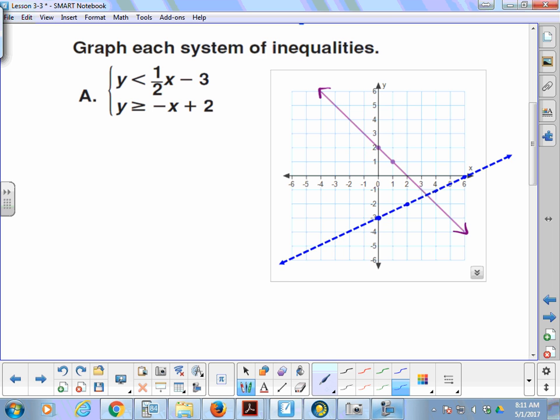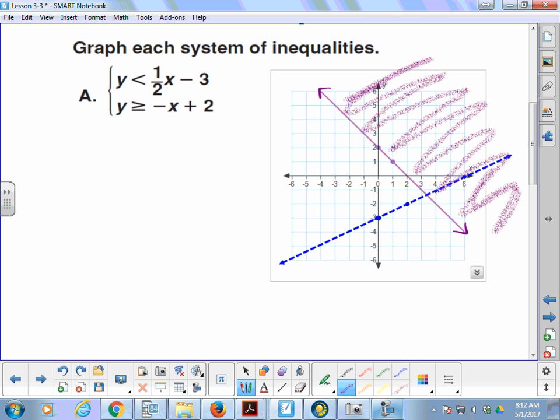To do the shading, I'll use crayons too. So we've got the purple line here, y is greater than or equal to negative x plus 2. Now we know when it says greater than or equal to, that means it's above the line. So we're shading this area here, all right, above it. And so that one's in purple.